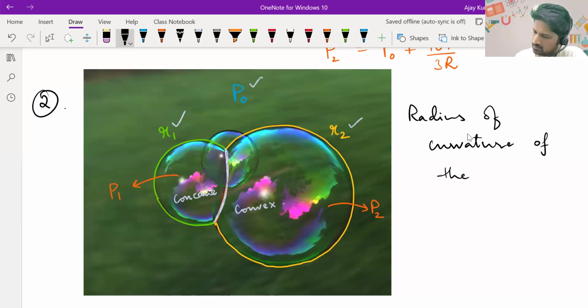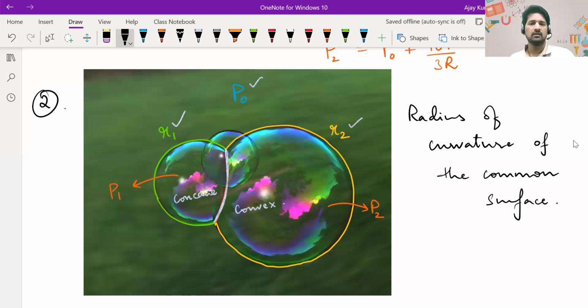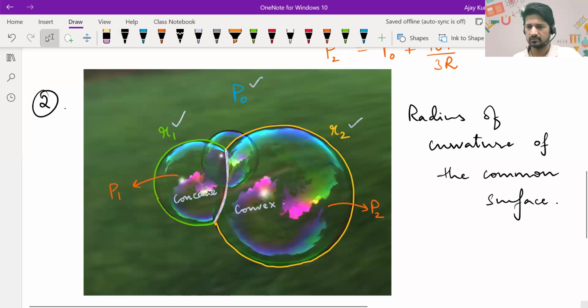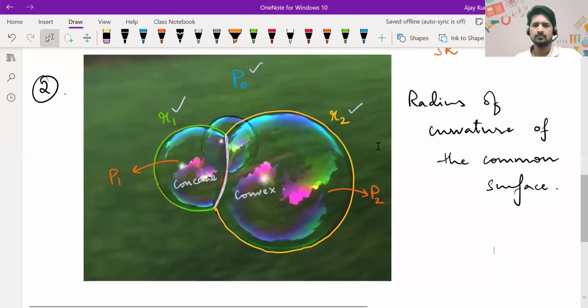of the common surface of the two bubbles. Try this, both of you. I'll give you all 2 minutes. Did you understand the situation? If you have any doubts, you can ask. Otherwise, start solving the problem.